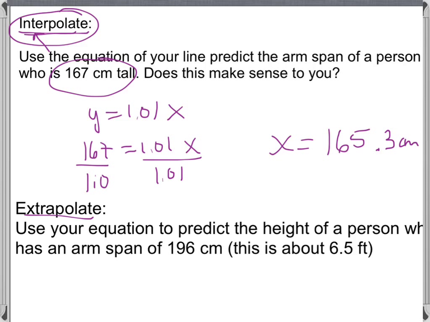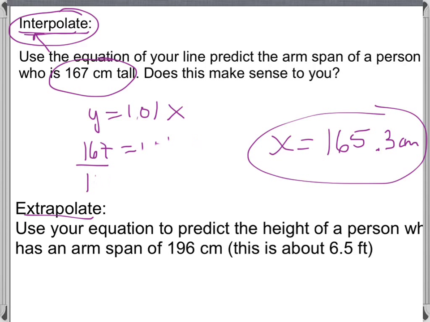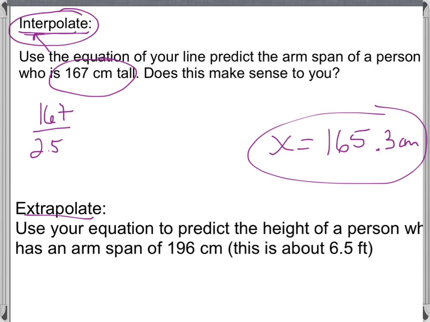So if someone is 167 centimeters tall, they're going to have an arm span of about 165.3 centimeters. Now, if you want to figure out how tall 167 centimeters is in terms of feet, there are 2.54 centimeters in an inch. So I would do 167 divided by 2.54.